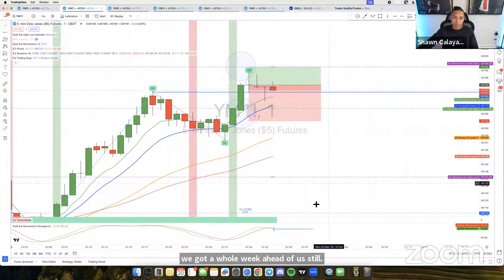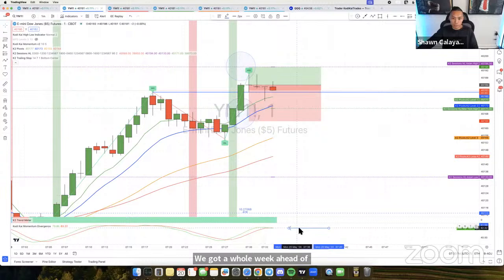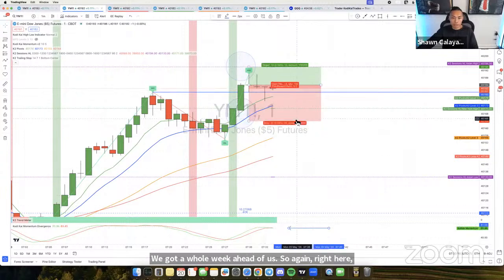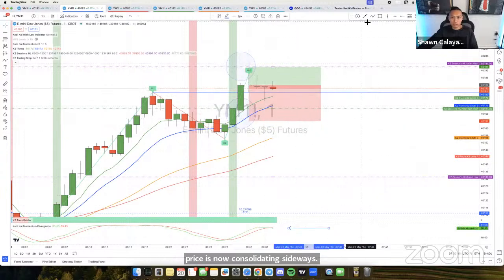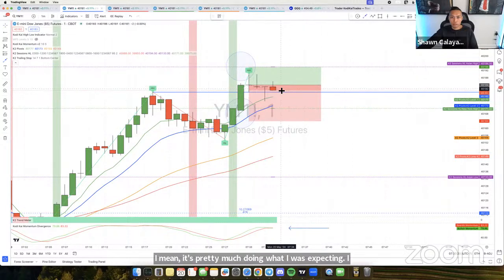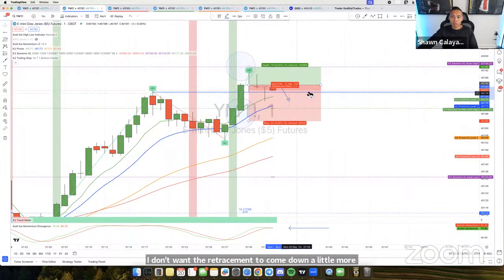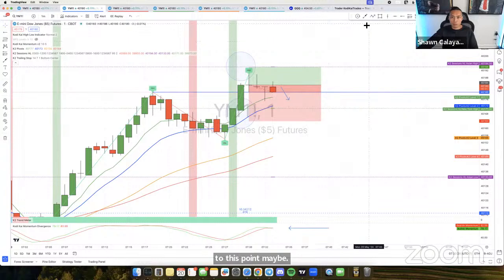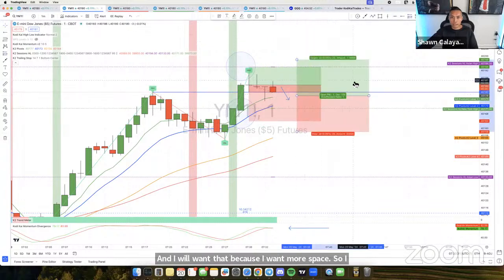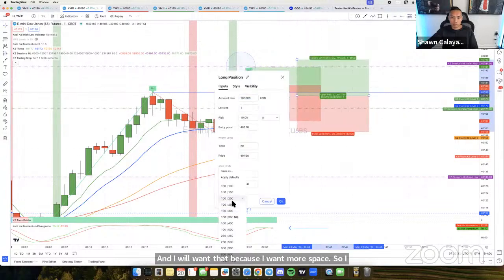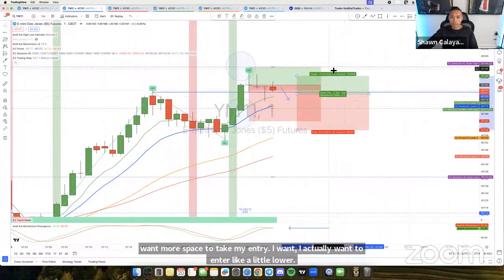So again, right here, price is now consolidating sideways. I mean, it's pretty much doing what I was expecting. I would want it to retrace down a little more though. So I want the retracement to come down a little more to this point, maybe. And I only want that because I want more space to take my entry. I actually want to enter like a little lower so that I don't have to get to the sessions up here.